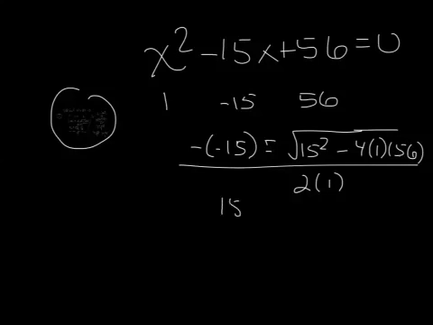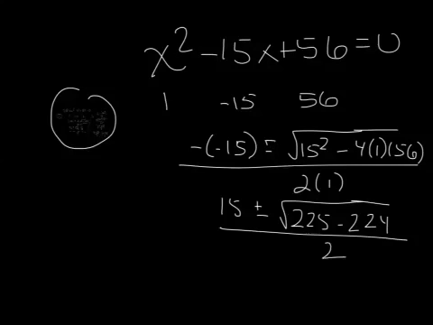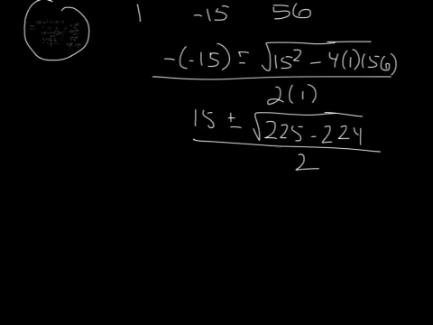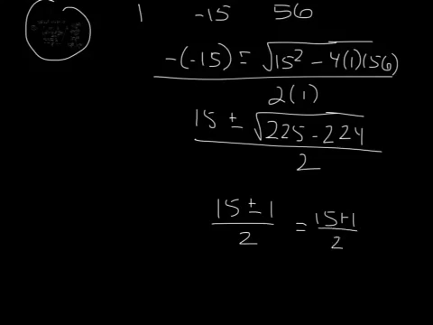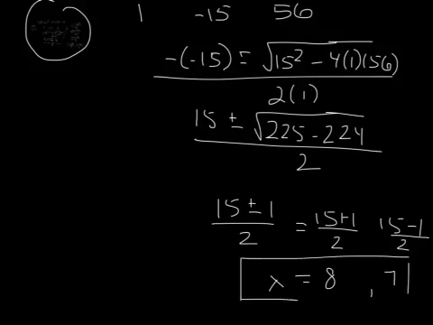That will be 15 plus or minus the square root of 225 minus 224, divided by 2. 225 minus 224 is 1. Square root of 1 is 1. So what do you end up with? You end up with 15 plus or minus 1 divided by 2. 15 plus 1 divided by 2 is 8. 15 minus 1 divided by 2 is 7. So x equals 8 and 7.